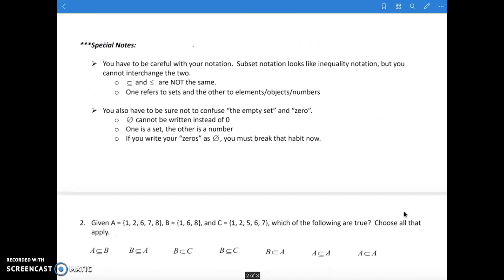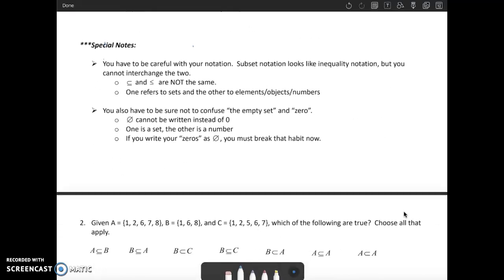You have to be very careful when you use your notations now, and this is something that catches a lot of students if you haven't worked with sets before. Subset notation does look a lot like inequality notation, but you cannot interchange the two. The subset symbol and the less than or equal to symbol are not the same. You can't just replace one with the other. One is curved, one is pointed. One talks about sets and the other one refers to elements or objects or numbers. So they are not interchangeable, even though they seem similar.